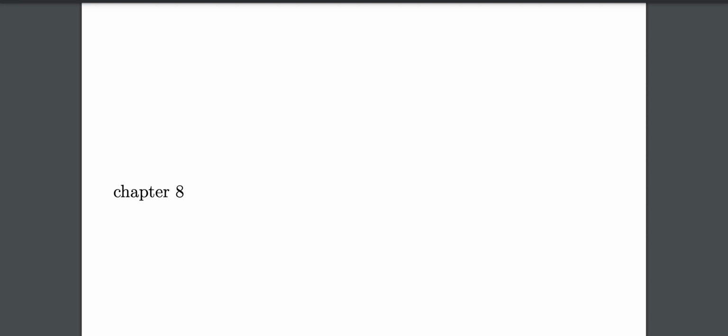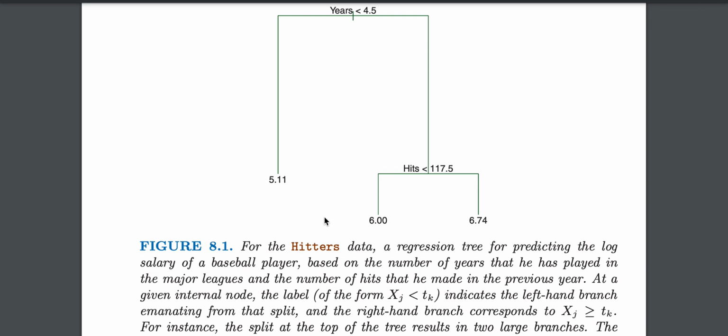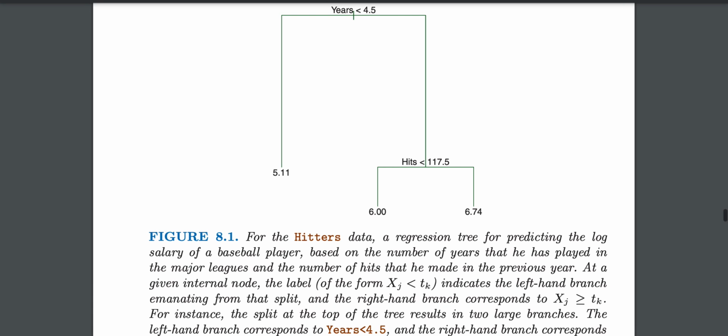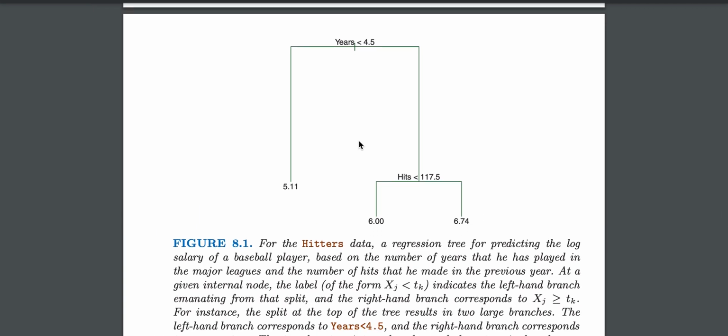Okay. So this chapter is about tree-based methods for regression. And essentially, it's about segmenting the predictor space into a number of simple regions. So here you can see an example of what a regression tree looks like.